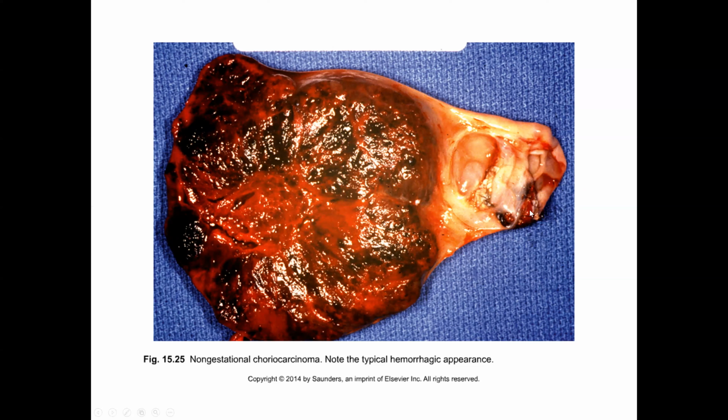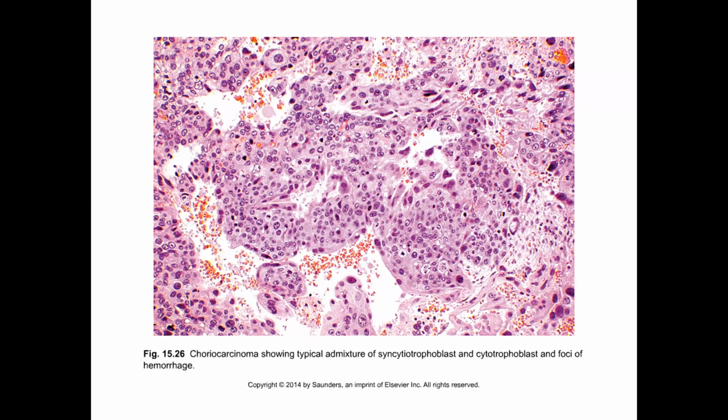Here's an example occurring in the ovary of this very spongy, very hemorrhagic appearance that you would expect. And under the microscope, you'll see a very high-grade malignancy, a lot of pleomorphism or seeming anaplasia, but that's really the syncytial trophoblastic cells that you can see often surrounding or subtending the malignant cytotrophoblast.